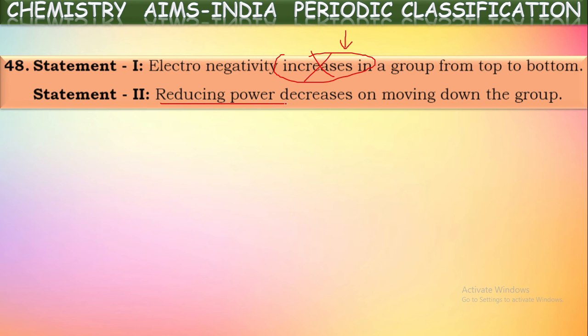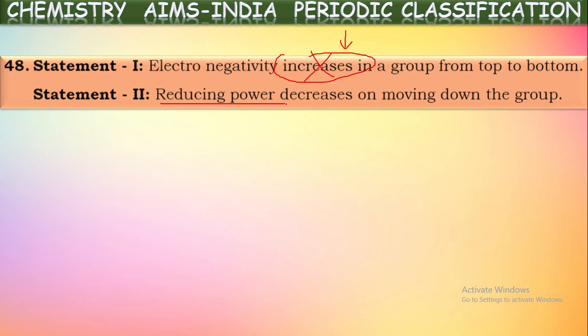Next one, reducing power decreases on moving down the group. What does it mean by reducing power? Let us see first what is reduction. Reduction means gaining of electrons. Reducing power means the power to reduce others. So how can they reduce other elements? One element can reduce the other element by giving electrons to the other element, isn't it? So that the other element will be reduced. This becomes now a reducing agent.